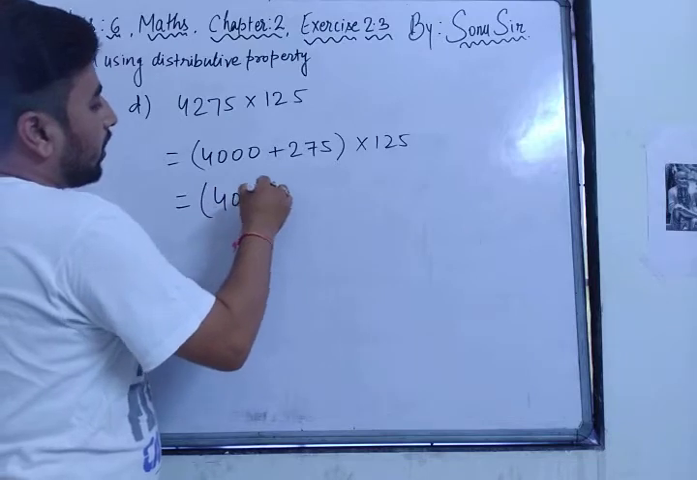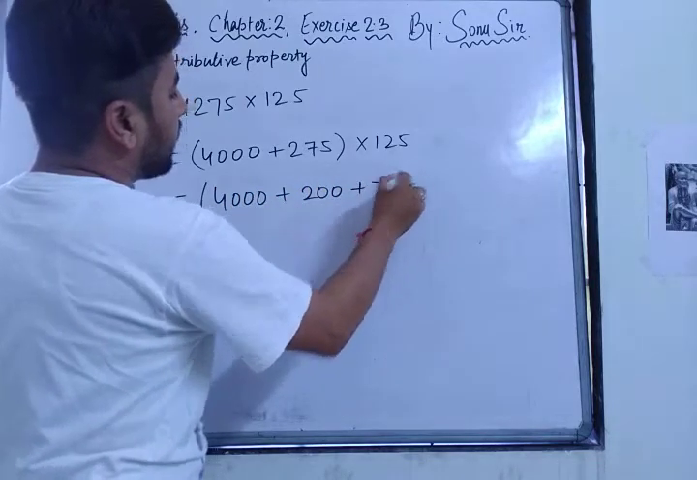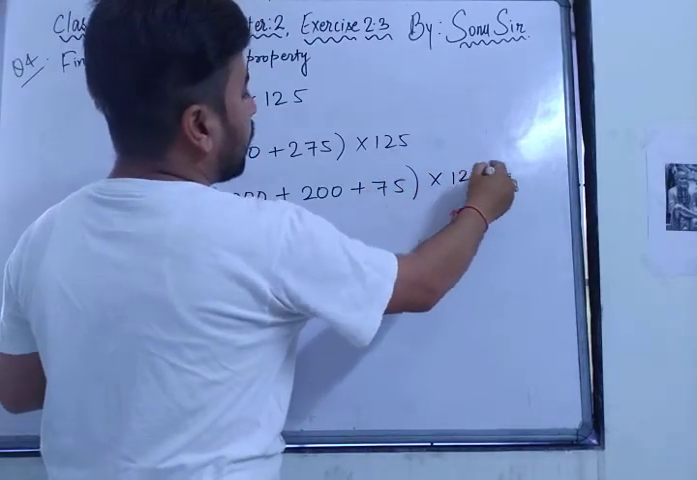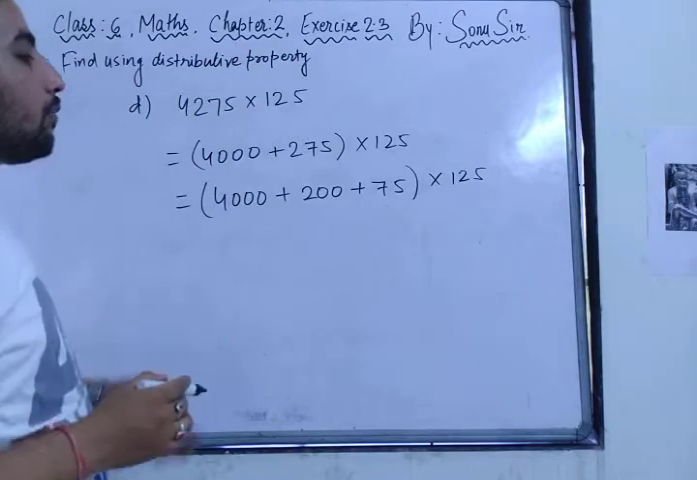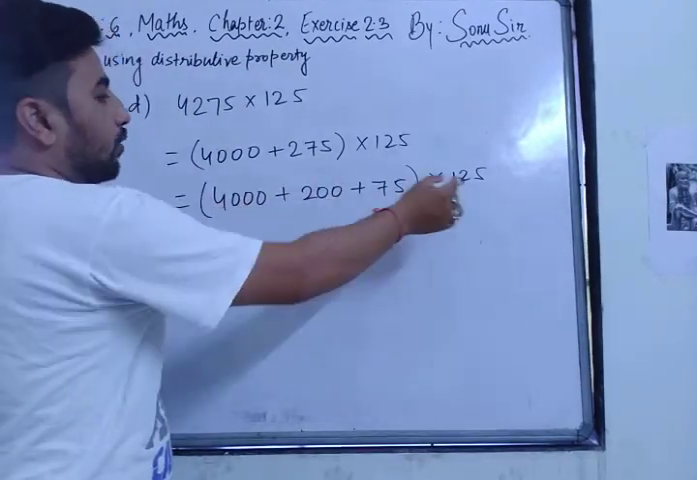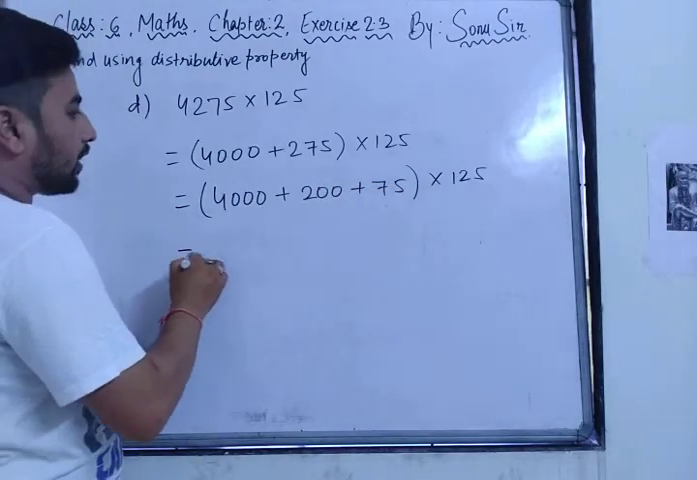4000 plus 200 plus 75. Can we write this into 125? Why am I doing all this? I am doing this because we should know the 4s are 125, 4s are 125, 2s are... Now here it is 75. Can we write instead of 75?